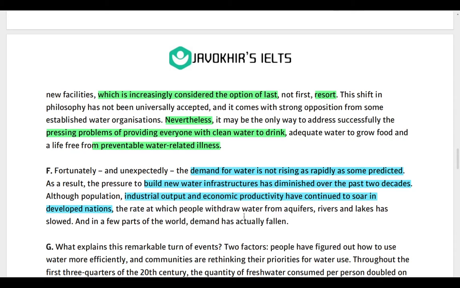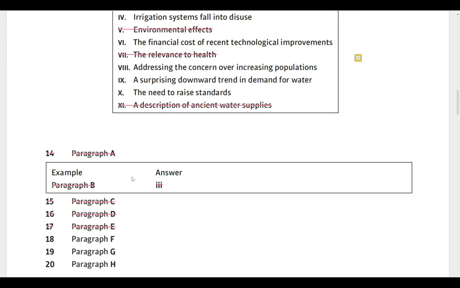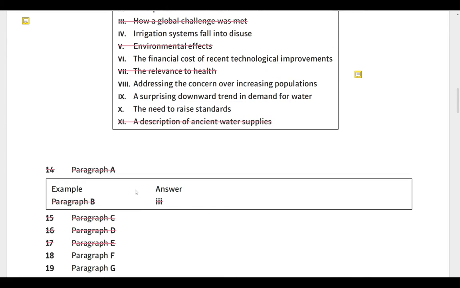The rate at which people withdraw water from aquifers, rivers, and lakes has slowed, and in a few parts of the world, demand has actually fallen. So it's talking about a downward trend in demand for water. That would definitely be the answer for us. A downward trend.